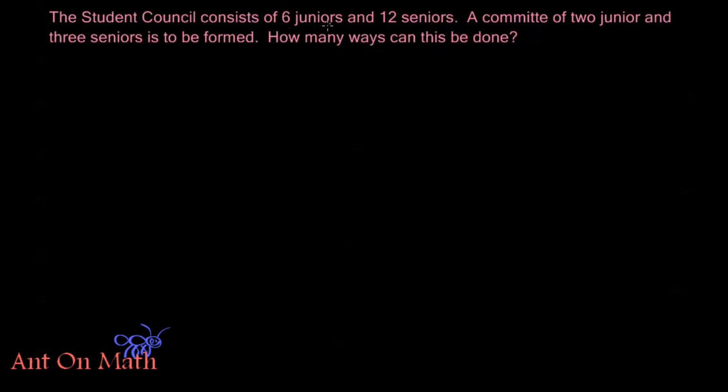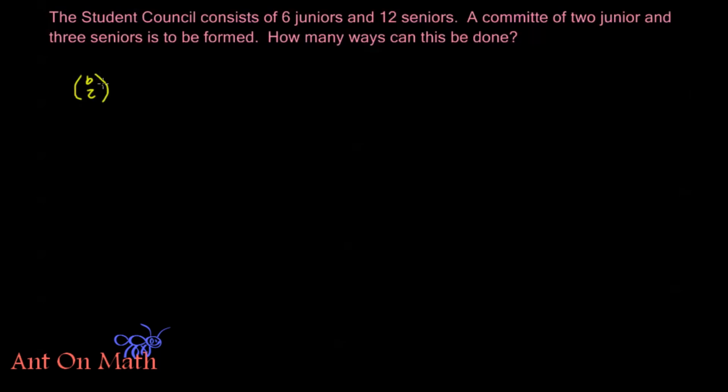There's 6 total juniors, and we need 2 juniors for our committee. So there's going to be 6 choose 2 ways to choose our juniors. Right? We're using the choice function here because our order doesn't matter. It doesn't matter in which order I choose 2 juniors. If I choose junior A and junior B, or junior B then junior A, I've still chosen the same 2 juniors. So that's what's important in this problem, right? This is not an order problem.